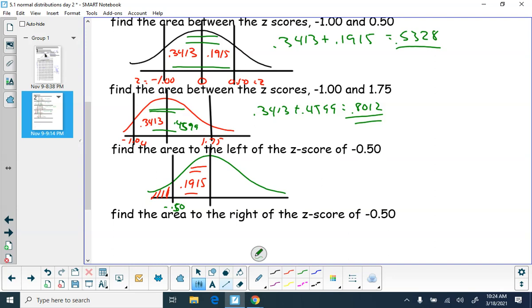How do I calculate this area out here? 0.5 minus 0.1915. 0.5 minus that value, because, let's think about this, the entire area is equal to 1. It has to be symmetric. So the area to the left is equal to 0.5 and the area to the right has to equal 0.5, because I have to be symmetrical. Well, this is 0.1915, so I can subtract off 0.5 minus the 0.1915.